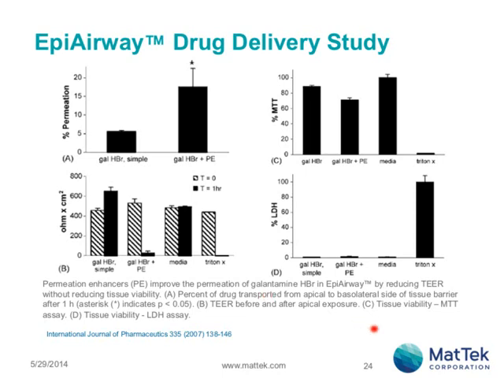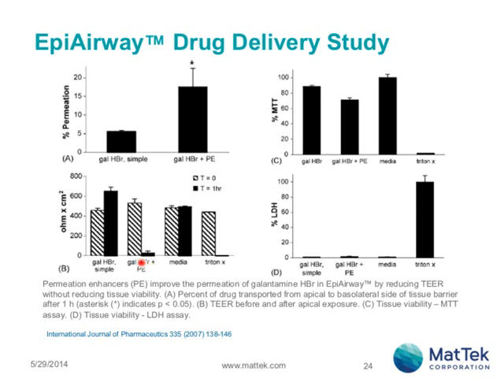In this study, a pool of 3 permeation enhancers, indicated in these results as PE, was used to increase the transport of galantamine HBr across the EpiAirway tissue. In A, you see that the inclusion of PE significantly increased the permeation of the gal-HBr as opposed to the gal-HBr alone. Below that, in figure B, you see that the inclusion of the PE after 1 hour reduced the TEER. As I mentioned, this is an important property to allow for the permeation.